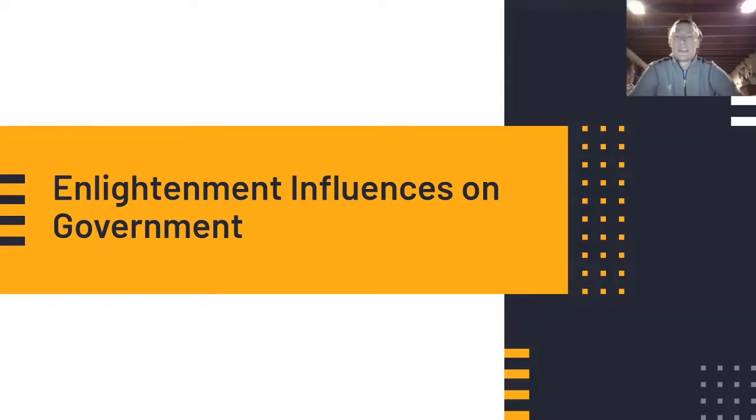Today we're looking at the Enlightenment influences on government. So we're going to look at some of the democratic ideas that finally get proposed, but also some of the ideas that are coming from despots or monarchs, kings and queens, and the like.